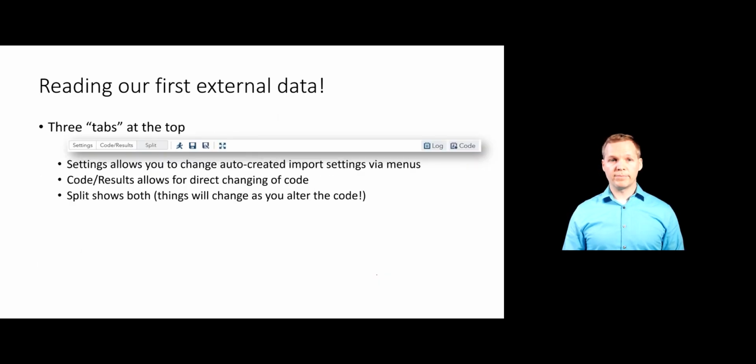When you hit open, it's going to bring up a new window on the right that has three tabs on it. It's going to have settings, code and results, and split. Settings allows you to change the auto-created import settings using menus. Code and results will show you the code itself and allow you to change that yourself. And then split shows both things, so it's going to allow you to change from the menus and see how that changes the code.